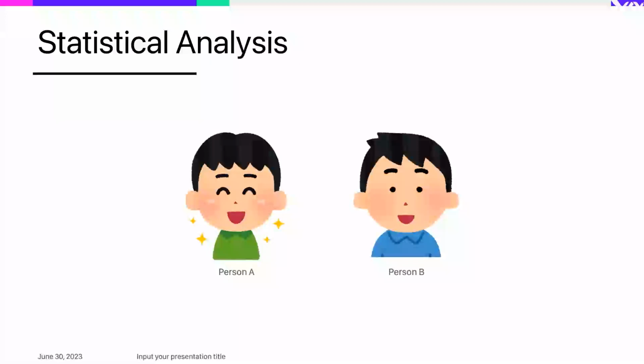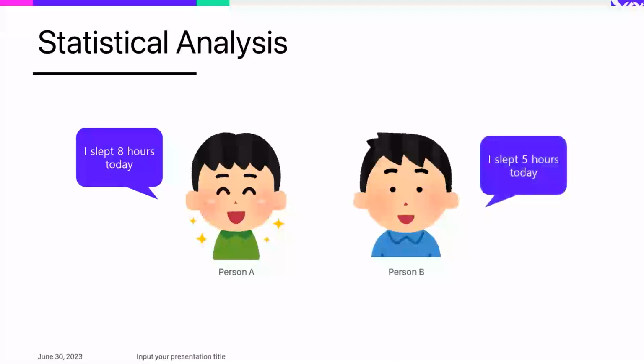Let's say there is a person A and person B. A says, I slept 8 hours today, and person B says, I slept 5 hours today. What can you infer from this situation?